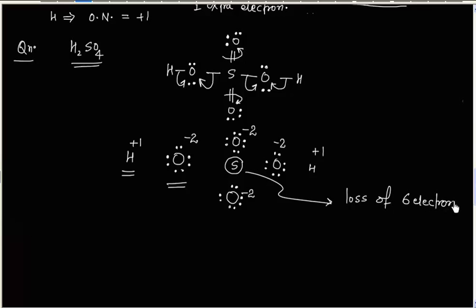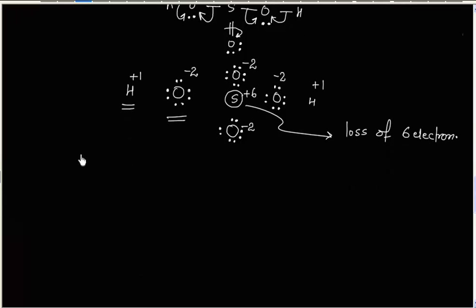So formal charge is plus 6. So you see, for oxygen, oxidation number is minus 2. For sulfur, oxidation number is plus 6. For hydrogen, oxidation number is plus 1.